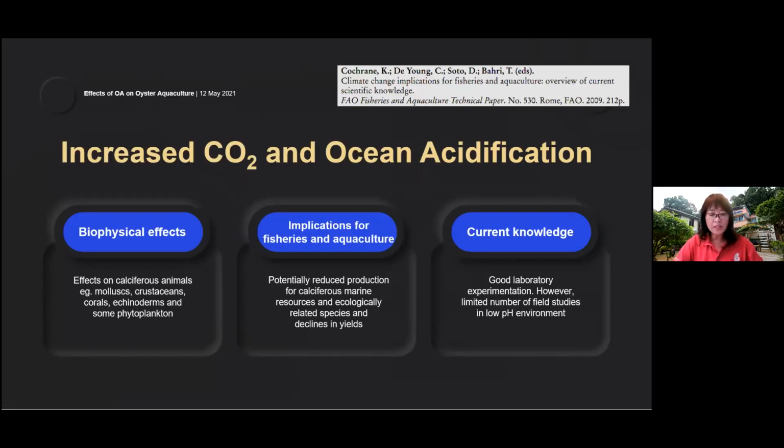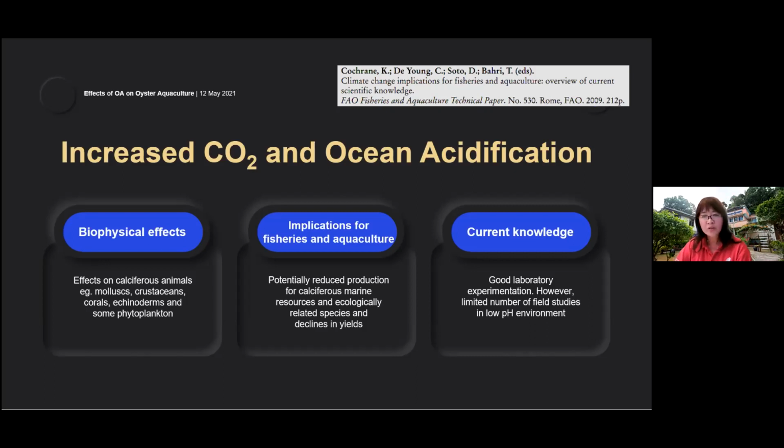Most of us know that increased CO2 is related to ocean acidification and would cause biophysical effects such as effects on the calciferous animals like mollusks, crustacean, corals, echinoderms, and some phytoplankton. And it has implications for fisheries and aquaculture, like what has been presented by Dr. Malo. And then it has potentially reduced production for calciferous marine resources and ecologically related species and decline in use, which has been proven quite clearly in the earlier talk.